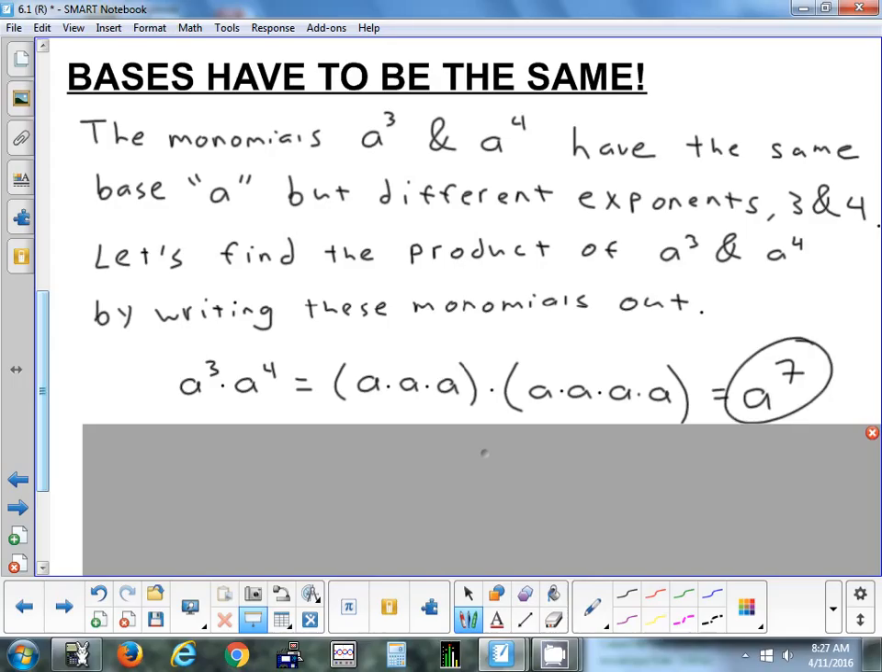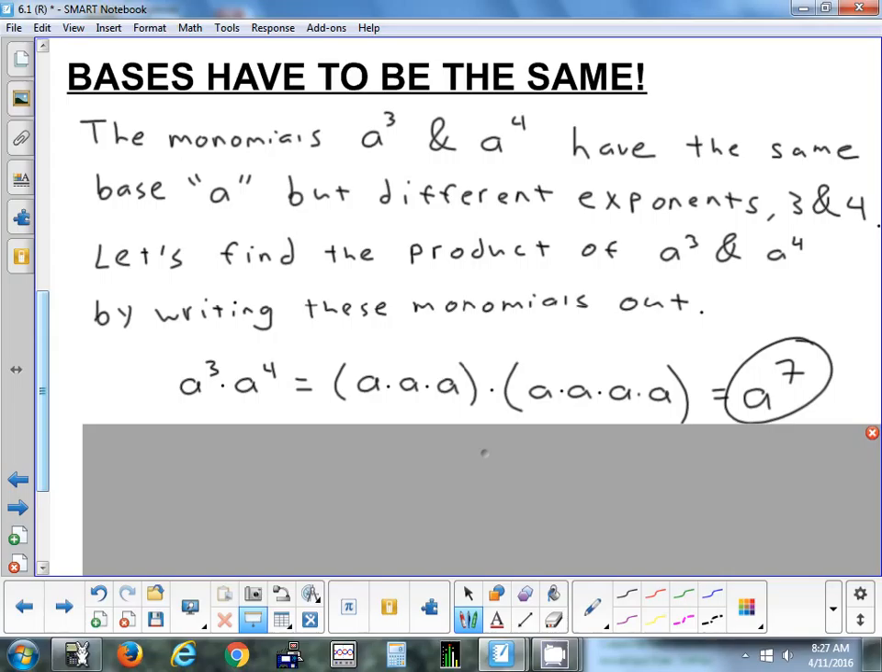If we were to end up simplifying it, that's what you'd get. And the reason? You have 7 a's. So you might notice a shortcut. Look at the 4 and the 3. Do we have to completely write out all of those a's? Nope, we're going to learn a shortcut. We could just do 4 plus 3. So that's what the shortcut is.